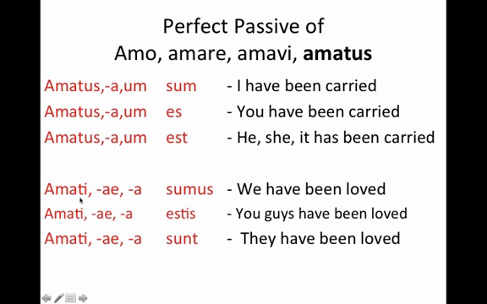So here are the perfect passive verb forms for amo, amare, amavi, amatus. Notice here amati, amatae, amata. These are the plural forms again because the subject we is plural.